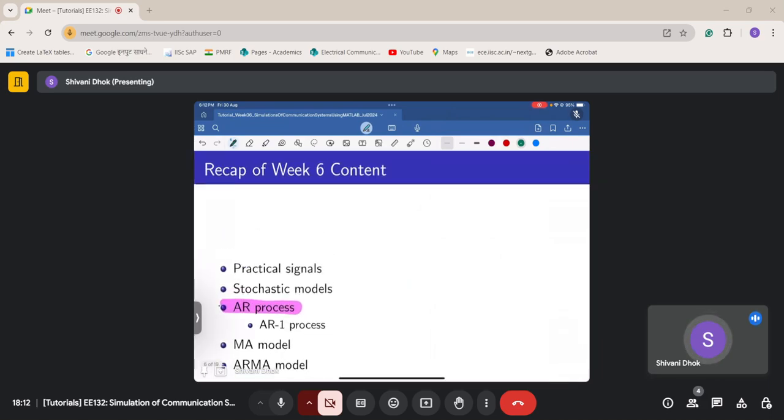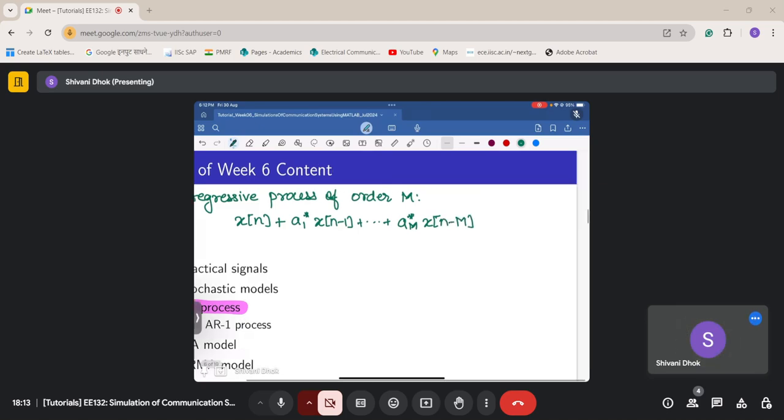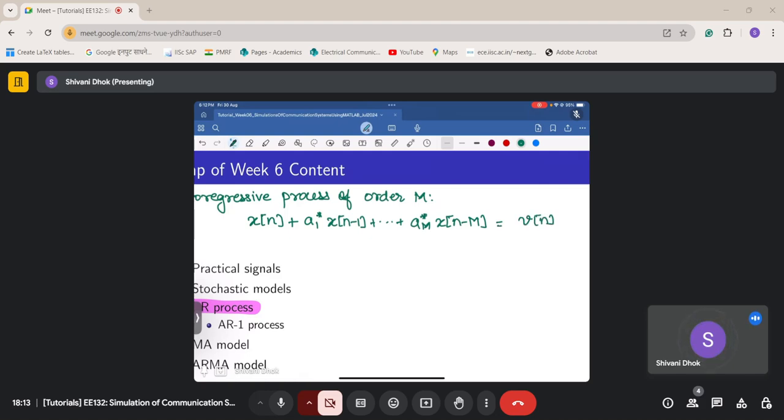So this autoregressive process of order m is given by x of n plus a1 conjugate x of n minus 1 and so on, till am conjugate x of n minus m, which is equal to v of n. So what do we want to model?